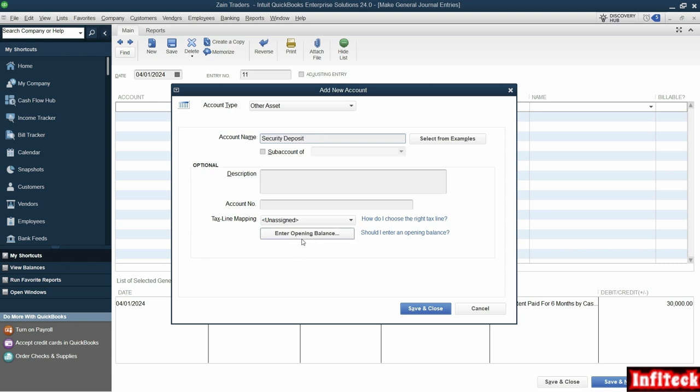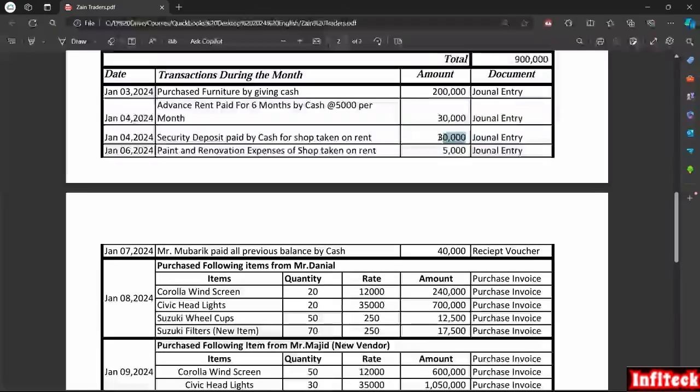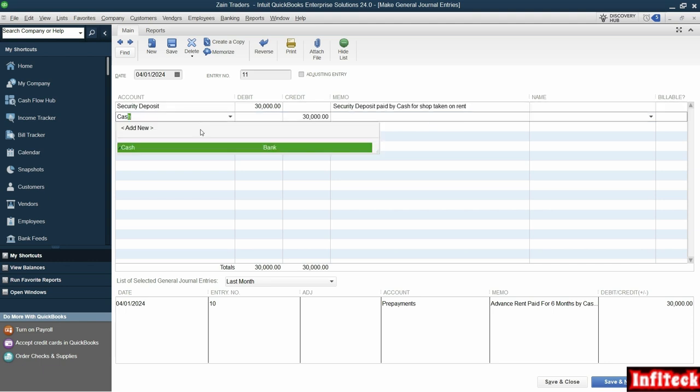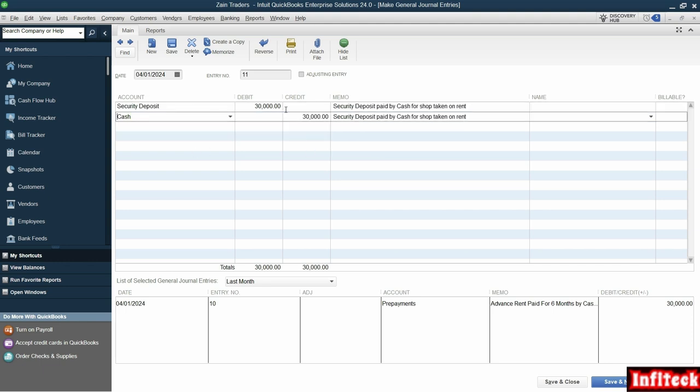Can we enter any opening balances here? No. It will be a one-time job. When we create the opening trial balance, only at that point we will enter the opening balances. And save and close. And let's now put the balances. Copy and paste the description and put cash here. So debit, security deposit, and credit cash.